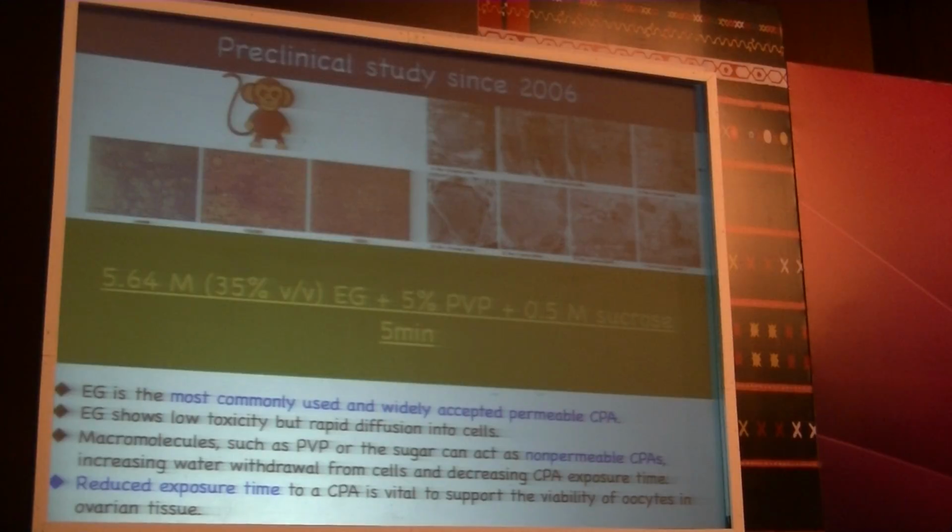Ethylene glycol is the most commonly used and widely accepted permeable cryoprotectant for vitrification procedures, as you know, and it shows low toxicity but rapid diffusion into cells. Macromolecules such as PVP or sugar can act as non-permeable cryoprotectants, increasing water withdrawal from cells and decreasing cryoprotectant exposure time. So reduced exposure time to a cryoprotectant is vital to support the viability of oocytes in ovarian tissue.